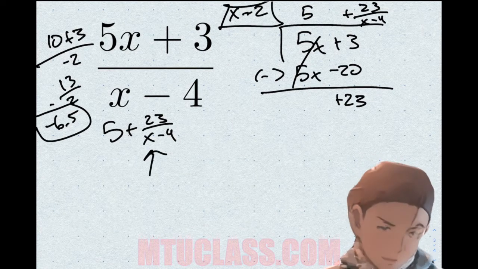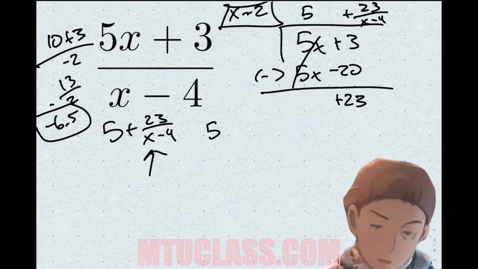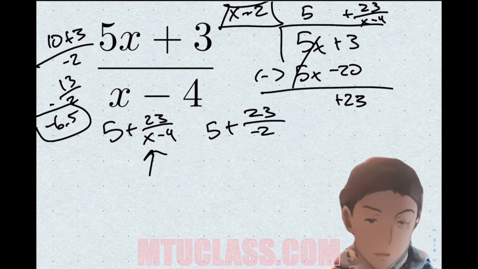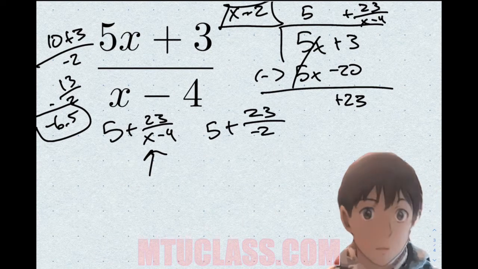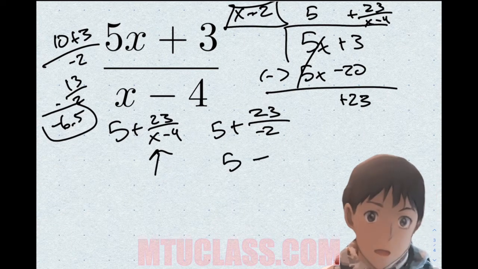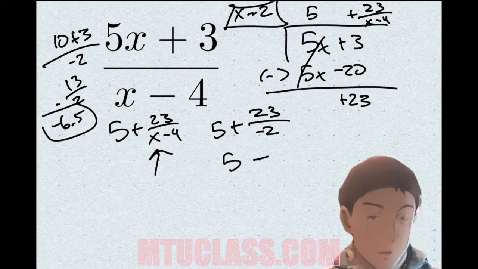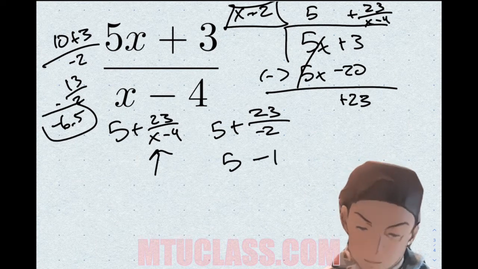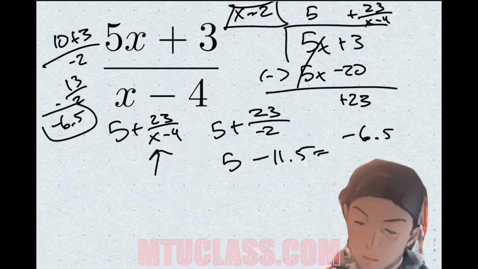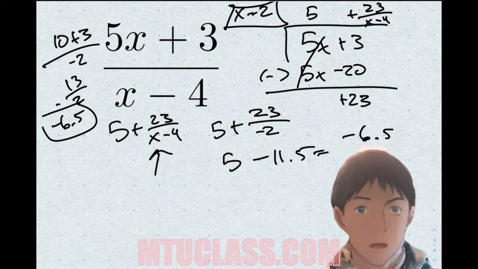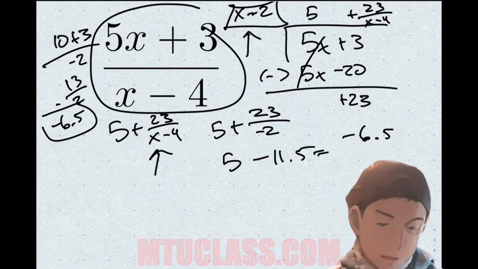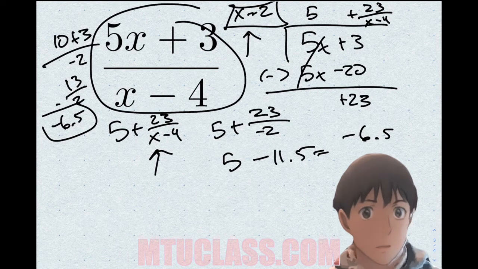Let's check it out. So I have 23 over negative 2. Okay, so no big deal here, right? So now what do I do? I go 5 minus, and again, what is this going to be? Well, 2 into 20, it's going to be 10, so it's going to be 11.5. So this is going to equal negative 6.5. It's a miracle. So again, if I pick my number x equals 2 and I plug it into this, I get the exact same value. Okay, that's what you got to see.